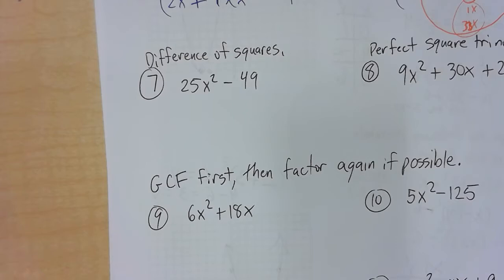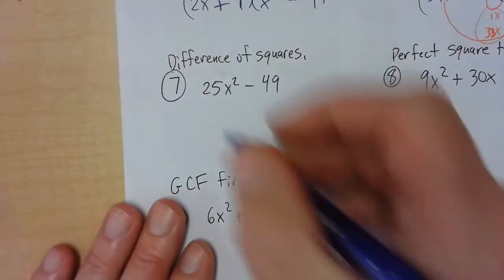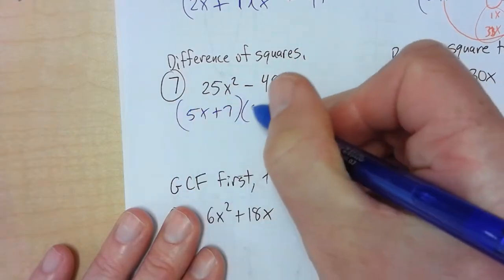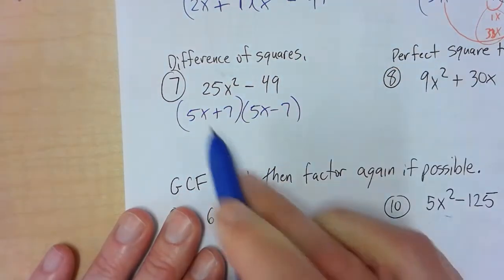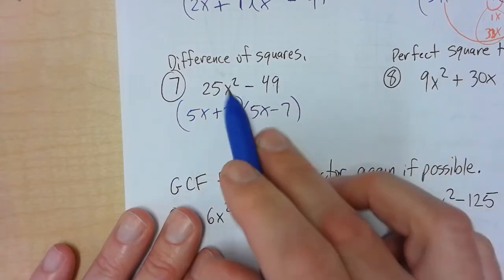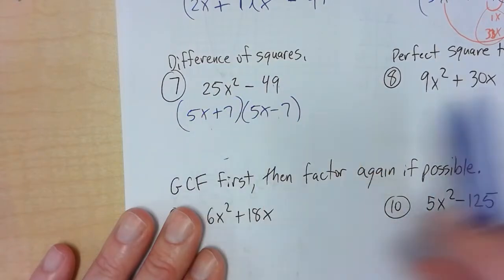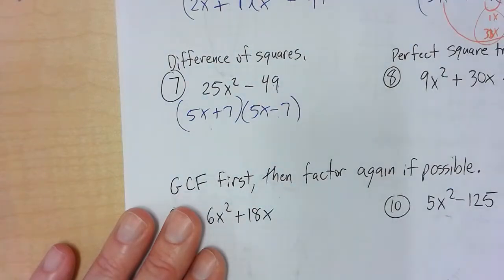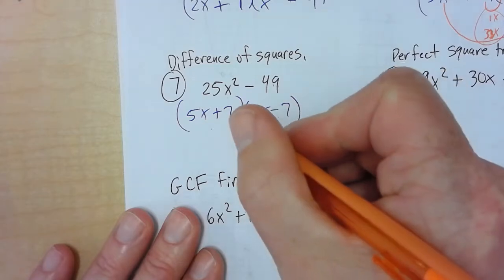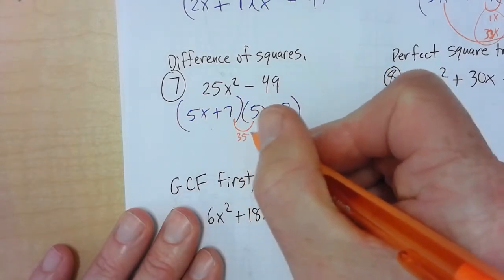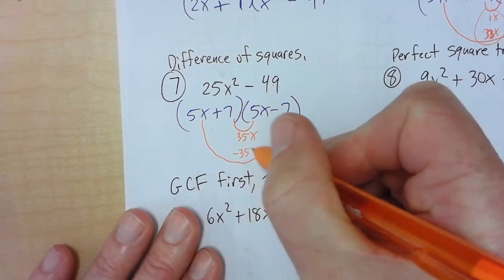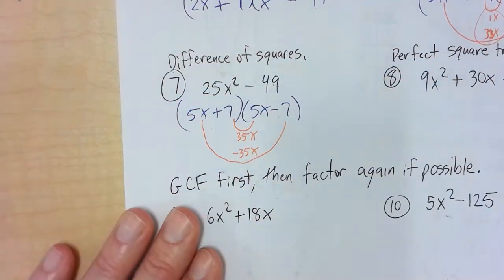Okay, the next one, the difference of 2 perfect squares is just 5x plus 7 and 5x minus 7, because these are both perfect squares. So 5 times 5, 7 times 7, x times x. One's plus, one's minus. And the reason why that is because the middle terms go away. So I'll half donut this one to show it to you. So this times this makes 35x, and this times this is negative 35x. And notice that cancels out, and there's no x's in the middle.